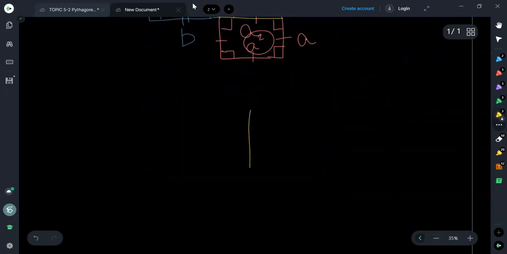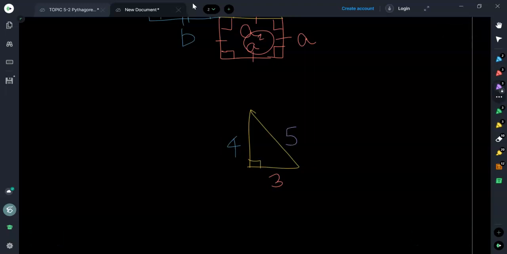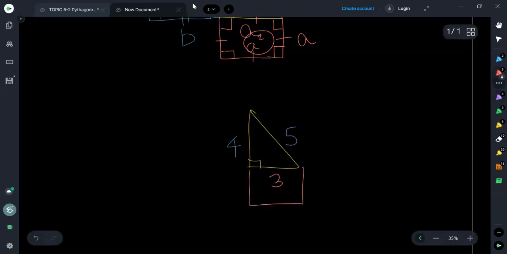So let's draw our right triangle. And I'm going to give you a classic right triangle. This is one of the Pythagorean triples you'll be learning about, sorry, not losing about. That's what happens when you have COVID brain. So let's check this out. If I were to make a square out of this, what is the area of a 3 by 3 square? 9, right? 3 times 3 is 9.